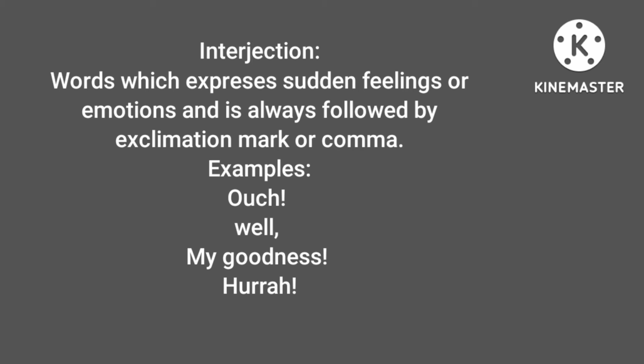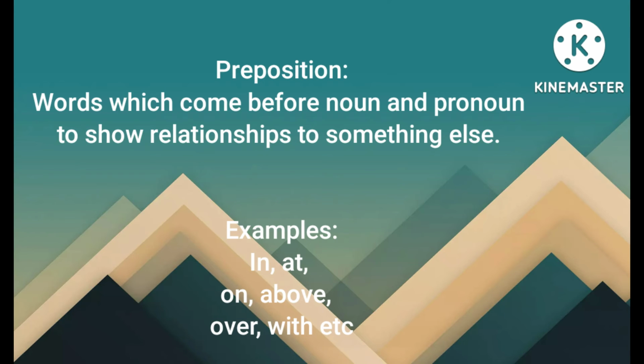As an example, whenever we are in sudden shock, we say ouch, well, my goodness. Sometimes in a surprised mood, we also say hurrah. So these words are called interjections, and they belong to the parts of speech in a closed system. And the seventh part of speech is the preposition.